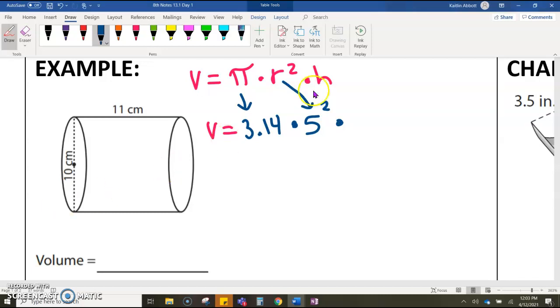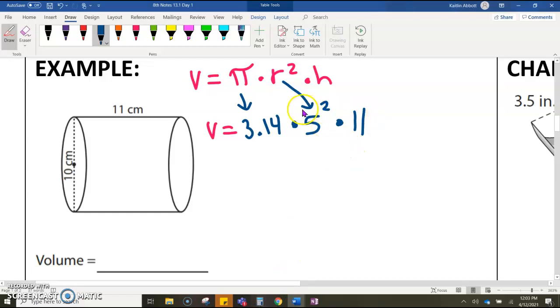Last but not least, we need the height. How tall is this cylinder? I should say, how long is it? So from circle to circle, how long is the cylinder? And you're right, it is 11. So now we're going to shove all of this in the calculator. It's going to be great.